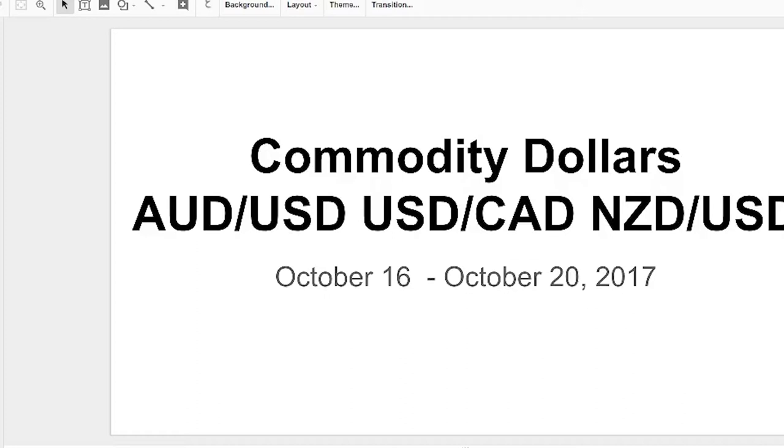Welcome to the weekly technicals for the commodity dollars: Aussie dollar, dollar CAD, and Kiwi dollar, for October 16th to October 20th, 2017. The focus this week in commodity dollar land is going to be squarely on the Australian dollar. That's where most of the major data is, and it's coming up against some very core resistance on the charts. Let's look at the levels first, then we'll look at the calendar.